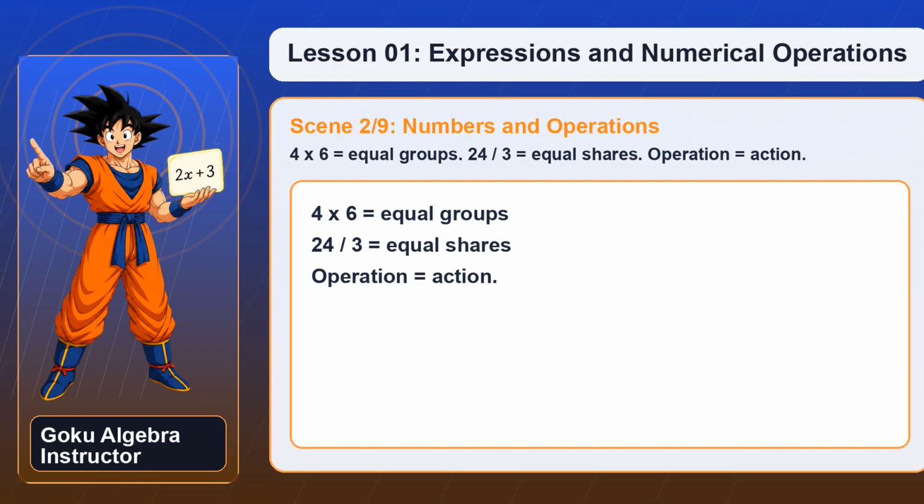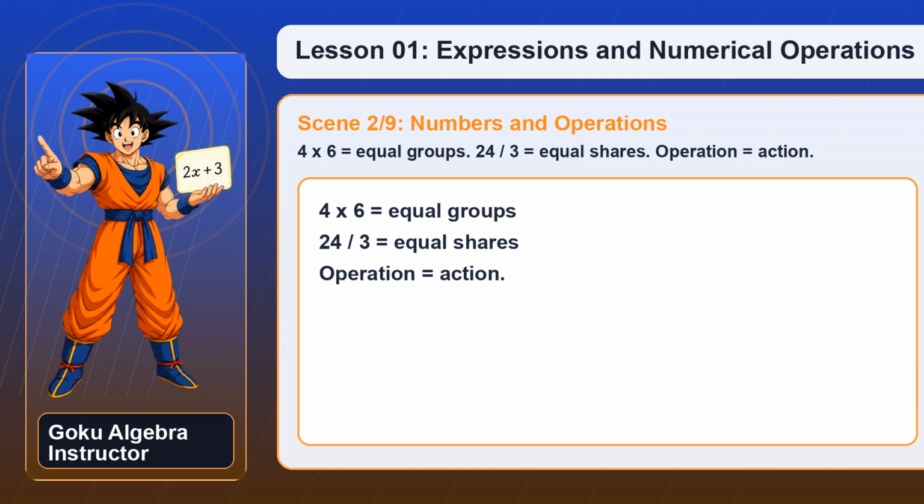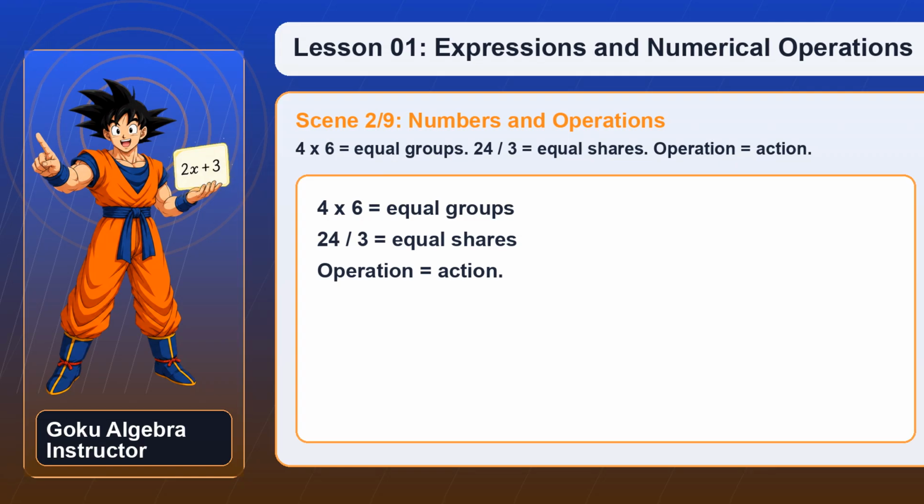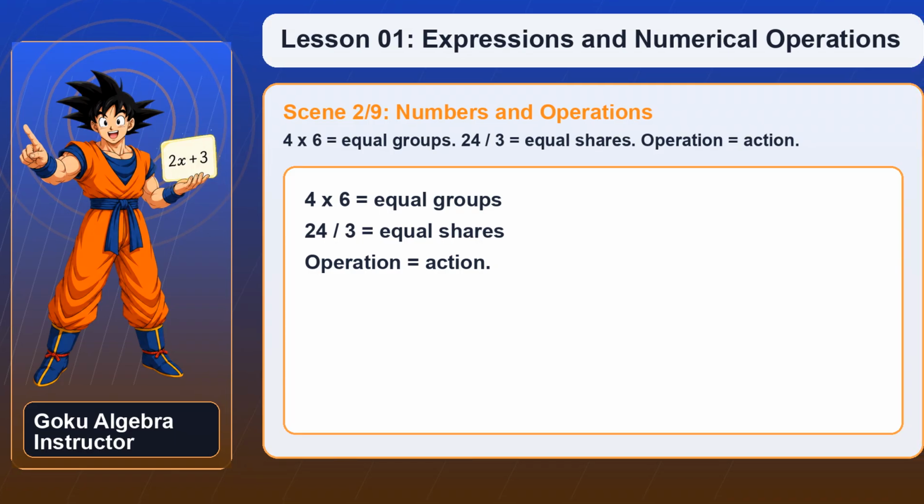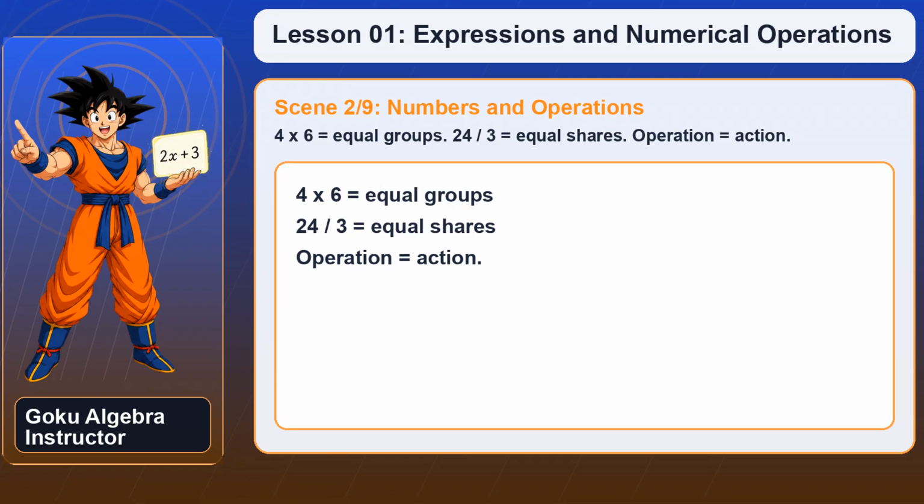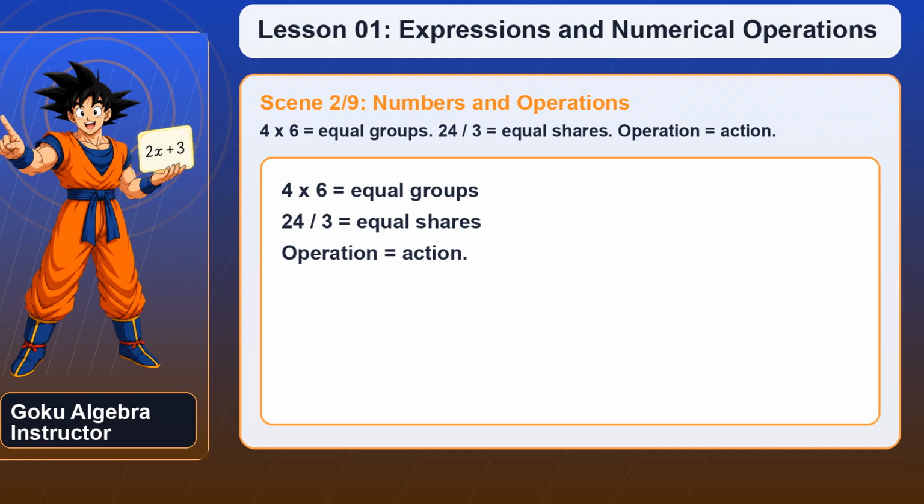If a snack pack has 4 rows with 6 crackers in each row, 4 times 6 describes equal groups. If 24 crackers are shared by 3 friends, 24 divided by 3 describes a fair split. Algebra uses the same actions, but sometimes one number is not known yet.